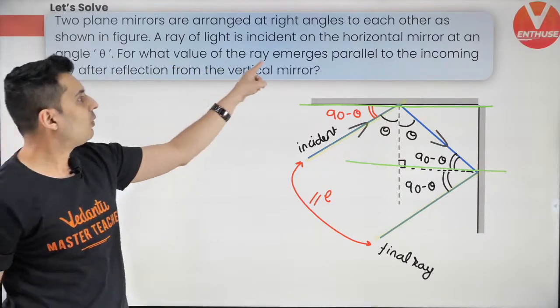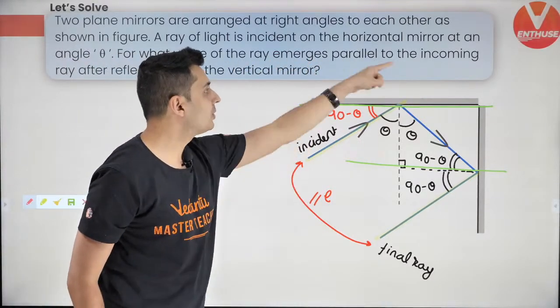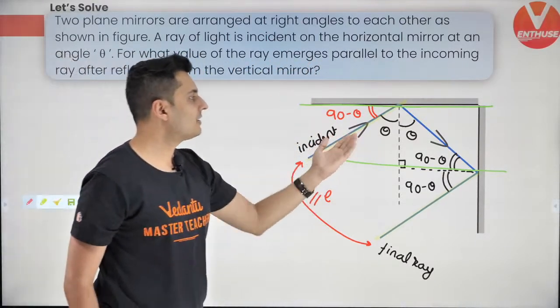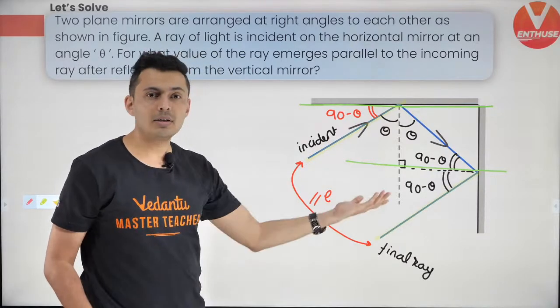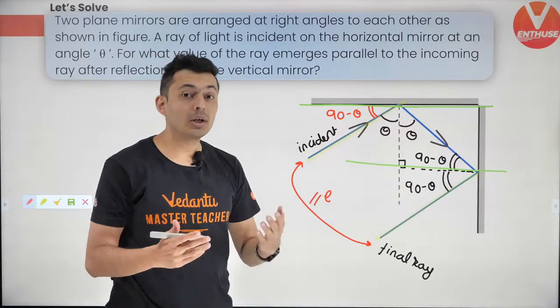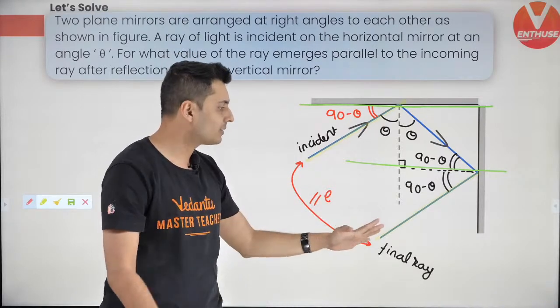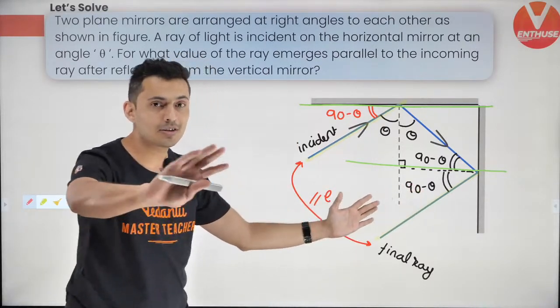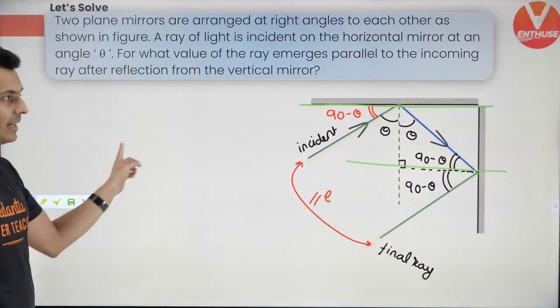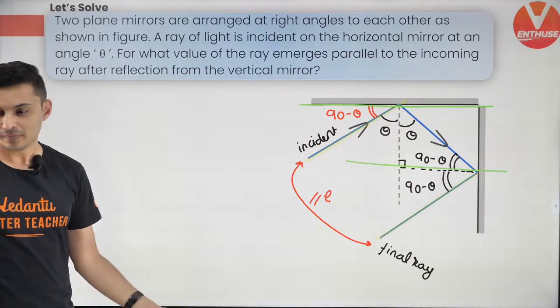So the question is, for what values of theta do they emerge parallel? What is the value of theta I have taken? I didn't choose any particular value. I took a general value. That means it is valid for all the values. It's a general result. It is not dependent on theta. That's what the answer should be.